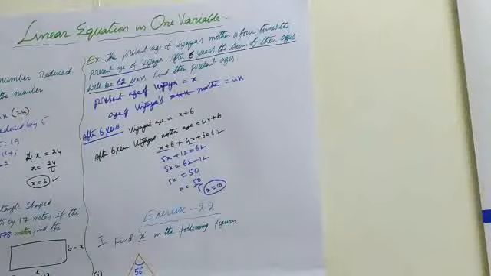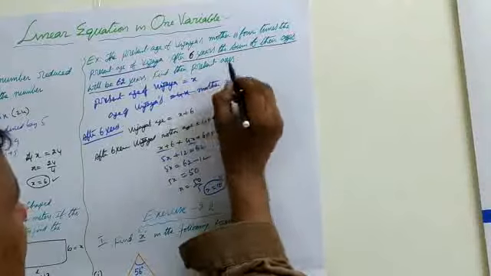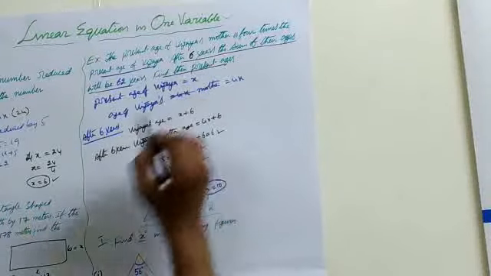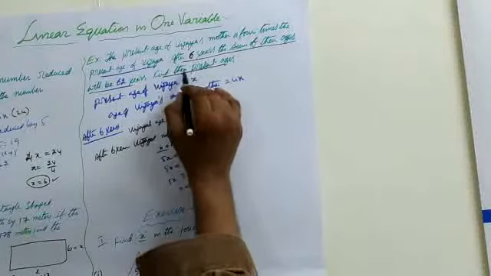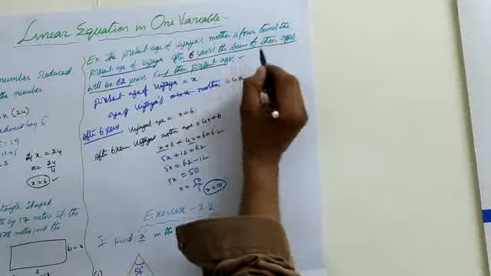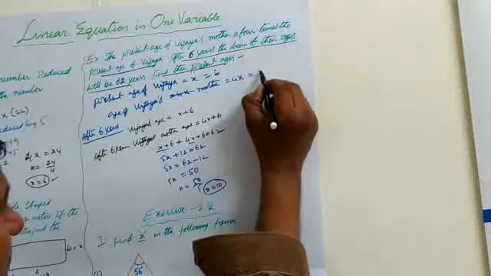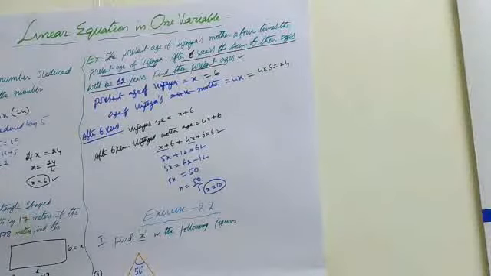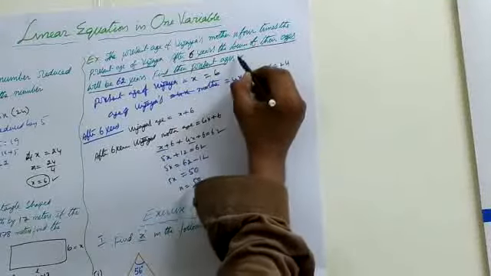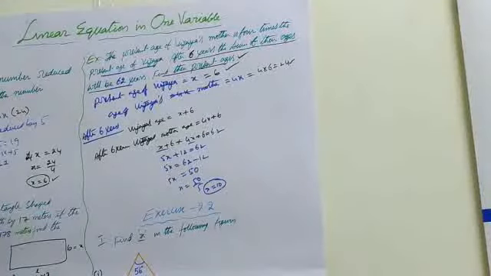x is equal to 10. Find the present ages. Therefore x is equal to 6 and 4x is equal to 4 into 6, which is 24. Their present ages are 6 and 24.